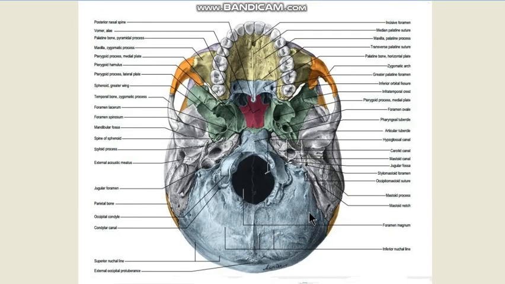If we look at an inferior view of the skull, you cannot see the mandible here because the mandible is removed, but you can still make out the socket for the temporomandibular joint. This is the mandibular fossa on the squamous part of the temporal bone.